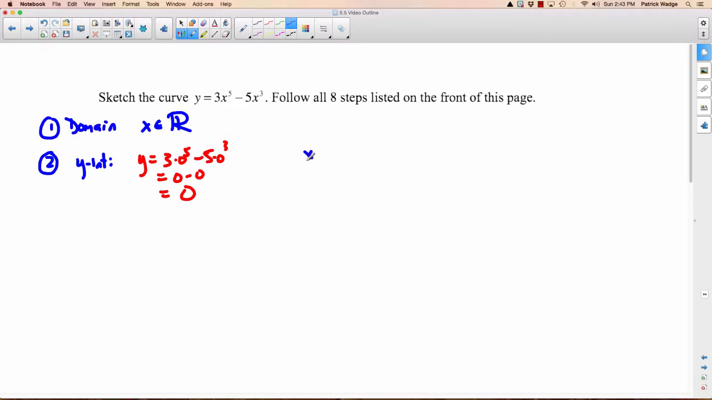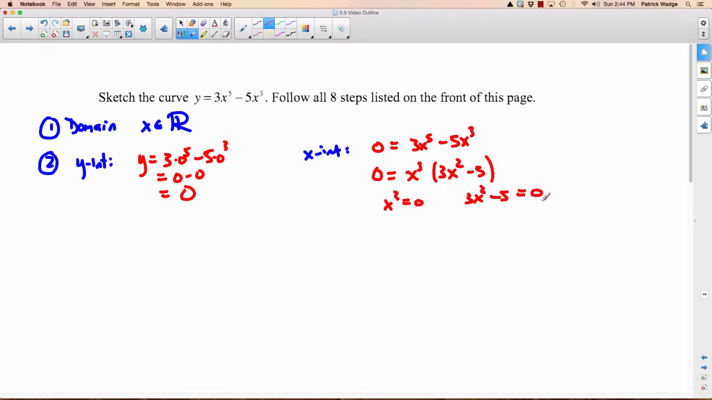And for x-intercept, we have to solve, right? We got to plug 0 into the y. So we get 0 equals 3x to the fifth minus 5x cubed. So let's factor out an x cubed. And that'll leave you with 3x squared minus 5. So that means that either x cubed equals 0 or 3x squared minus 5 equals 0 or both. Well, solving this is easy. It's just x equals 0. Solving this, a little more difficult.